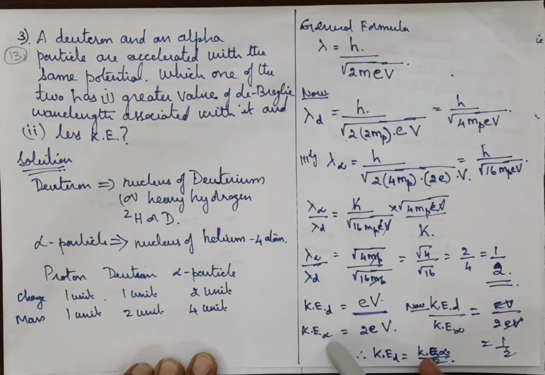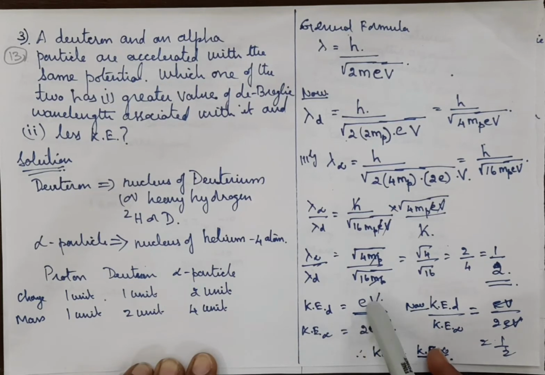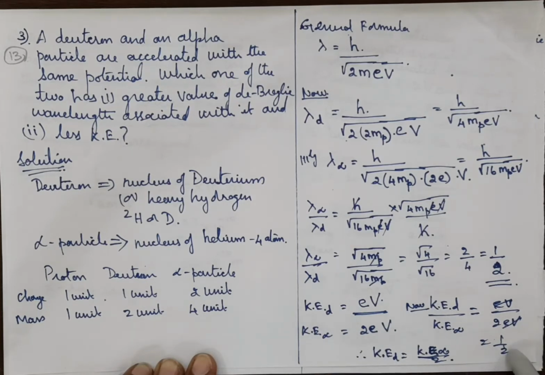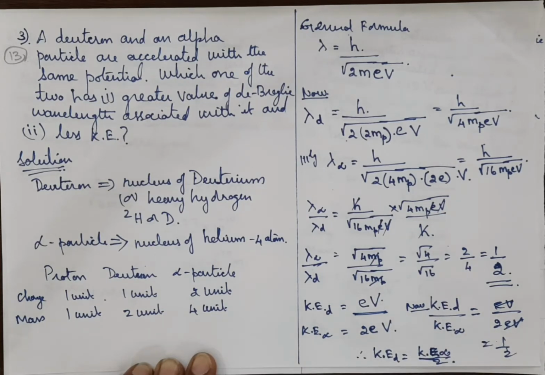Similarly, we go with the kinetic energy. Kinetic energy of the deuterium is eV. When we consider the deuterium, the charge is only 1 unit, so 1 e into V, V is common. When you consider the alpha particle, what is the charge? Charge is 2e, so 2e into V. All the things will get cancelled and we have only half. The kinetic energy of the deuterium divided by the kinetic energy of the alpha particle is half. So the kinetic energy of the deuterium is half the kinetic energy of the alpha particle. This is the answer.